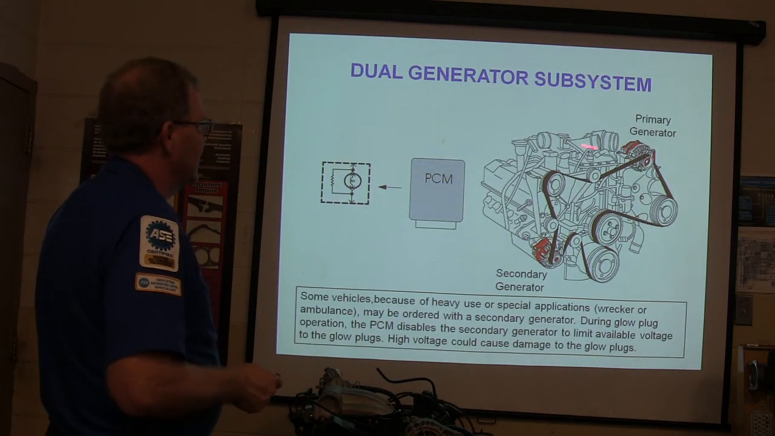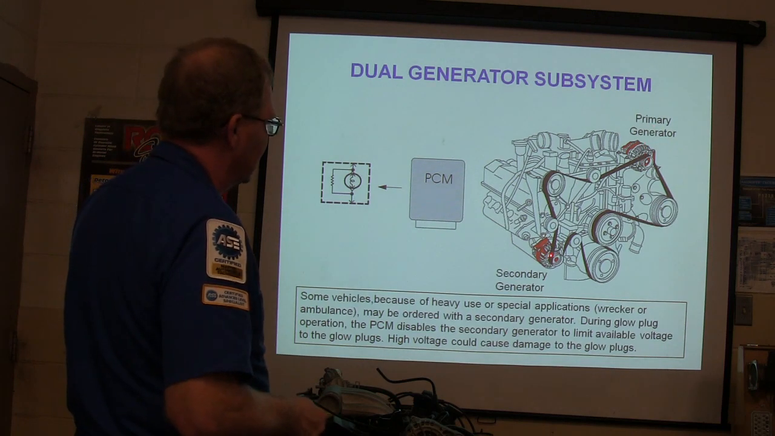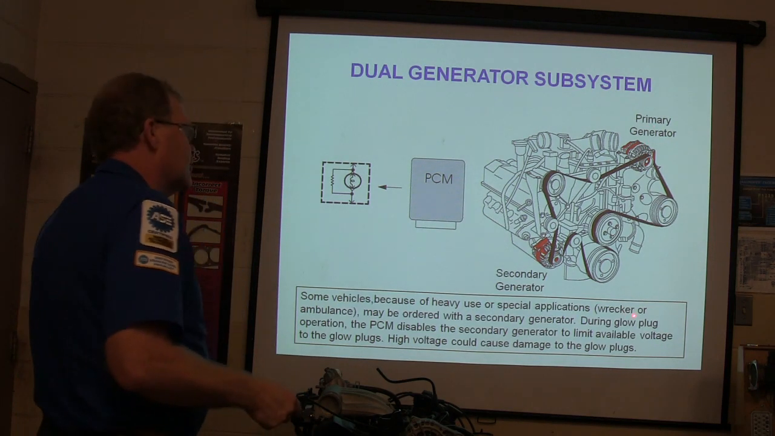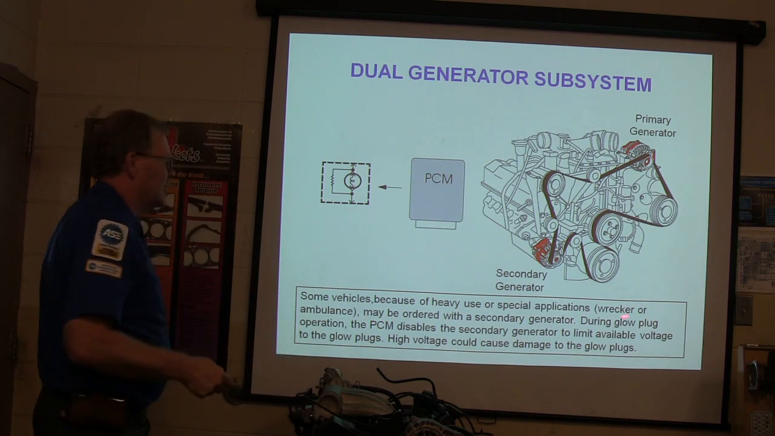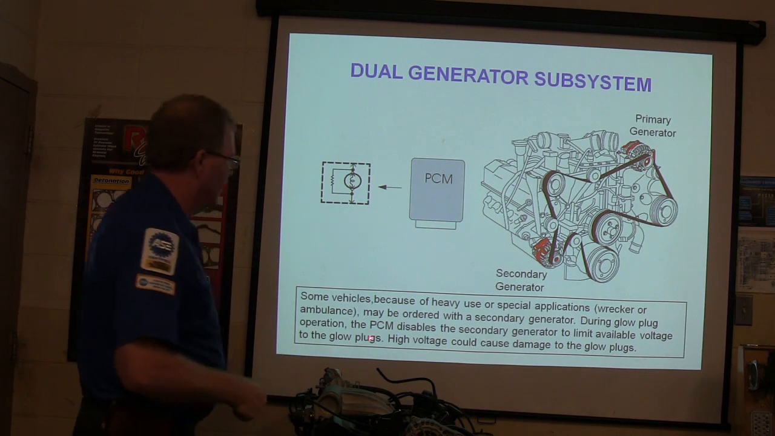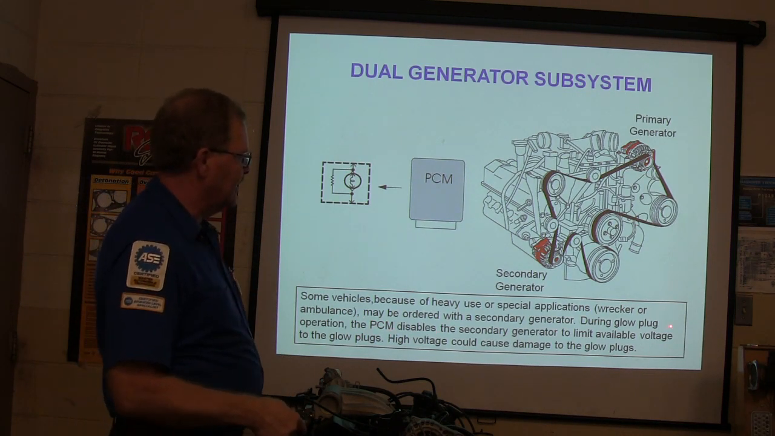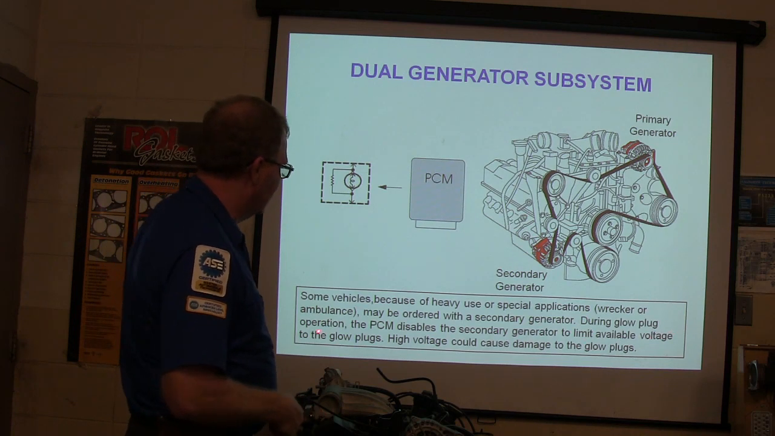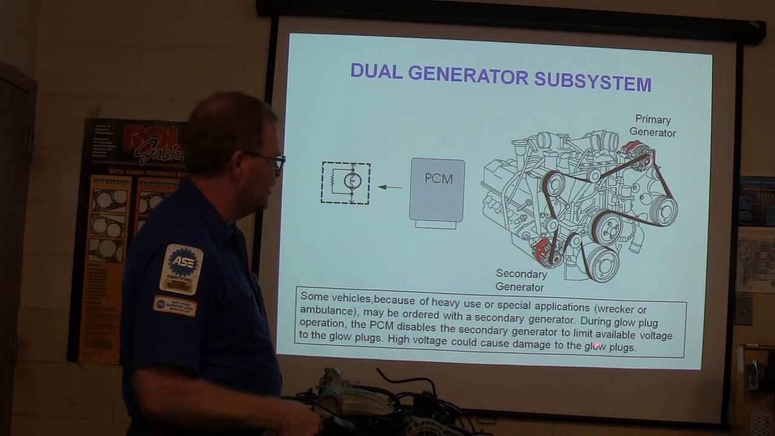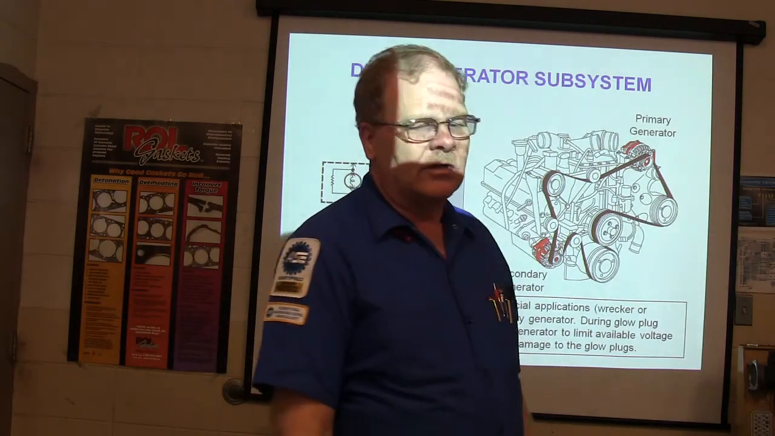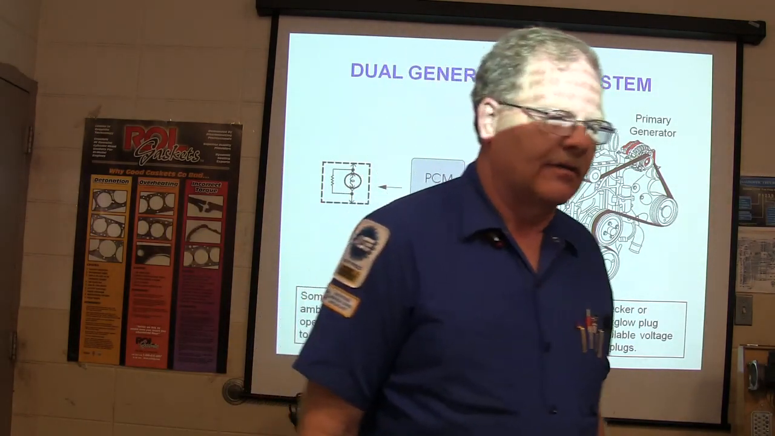A dual generator subsystem, you've got a primary generator and a secondary generator. Some of them, because of heavy use for special applications, may be ordered with a secondary generator. During glow plug operation, the PCM disables the secondary generator to limit available voltage to the glow plugs. High voltage could cause damage to the glow plugs, and damage to the glow plugs is bad, it's not our friend.